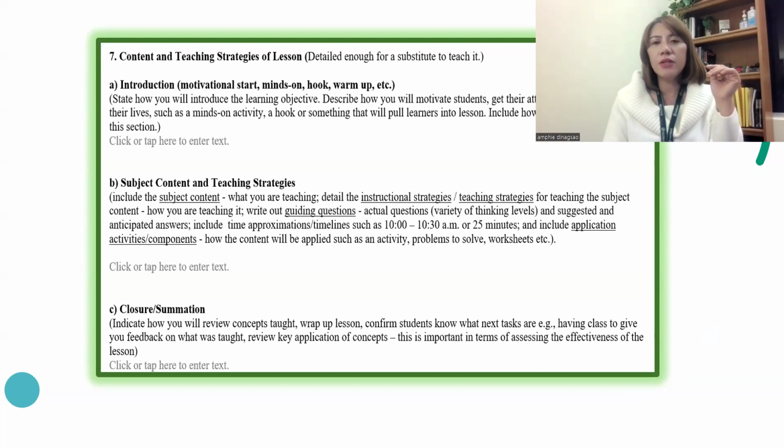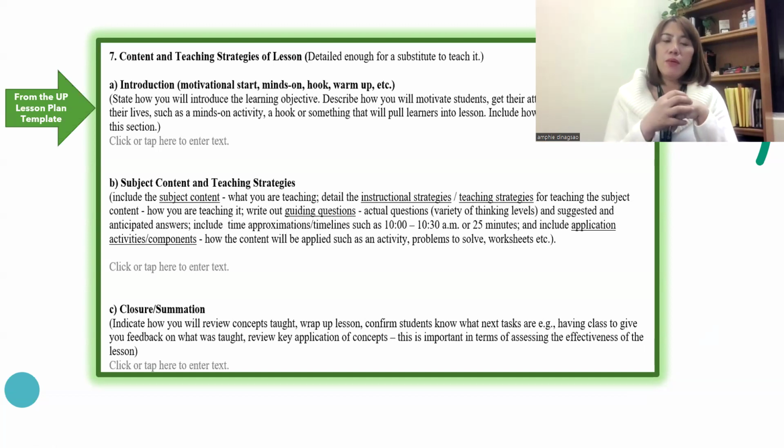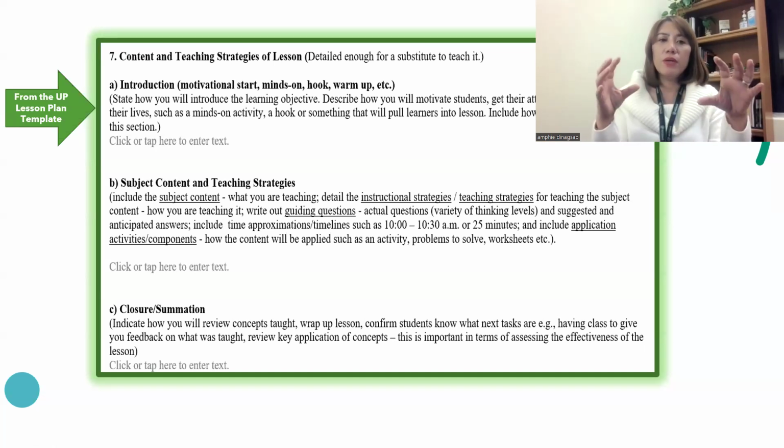So part of your lesson template is this, on number 7, content and teaching strategies of the lesson. I want you to break them into what we are going to do in the introduction, what you are going to do as you flow in your subject content, and then how you are going to close that, or how you perfectly do your closure in that particular session.